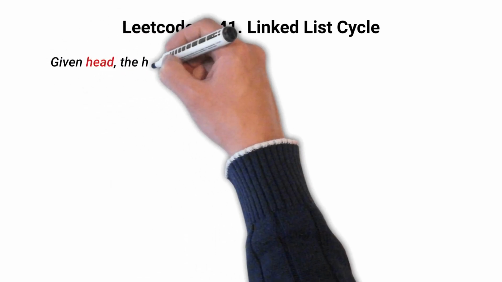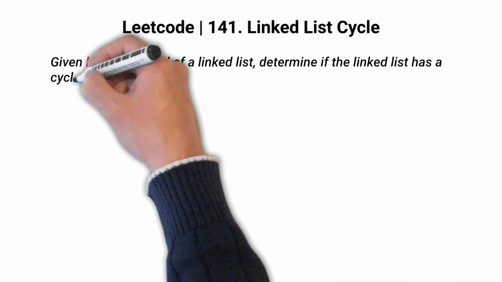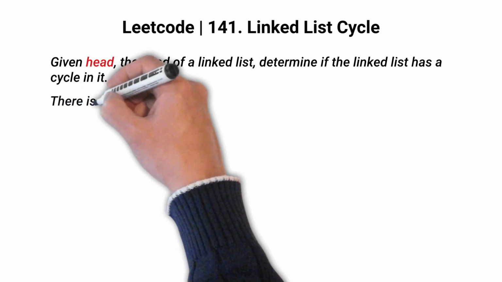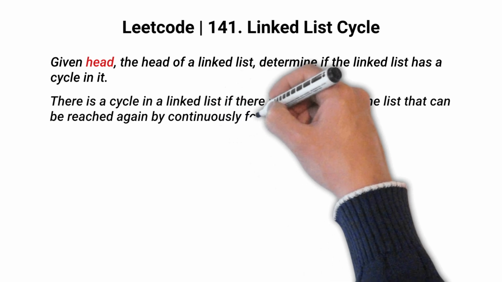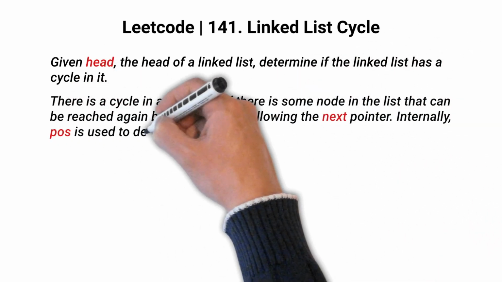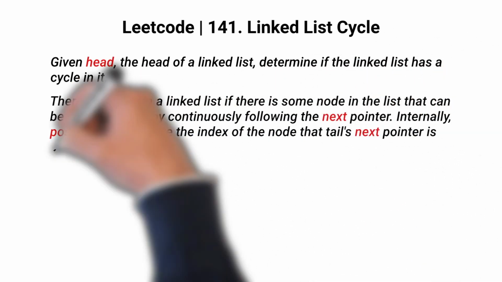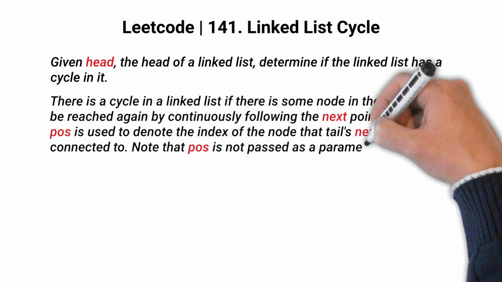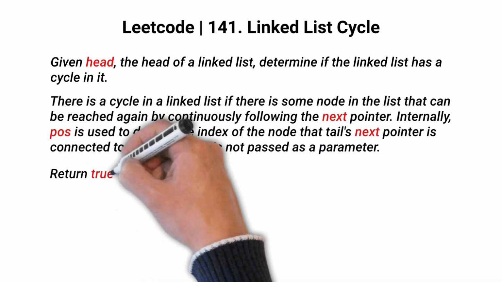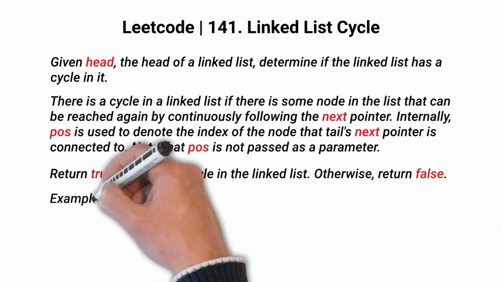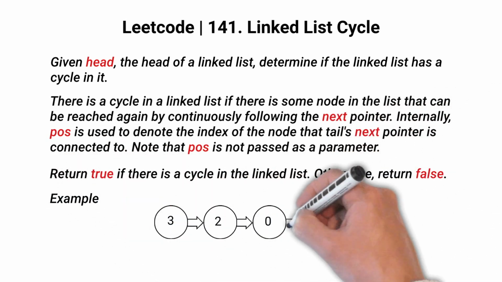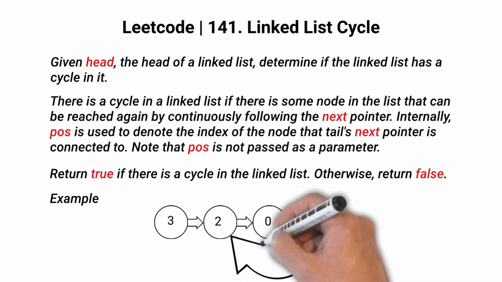LeetCode 141, Linked List Cycle. Given head, the head of a linked list, determine if the linked list has a cycle in it. There is a cycle in a linked list if there is some node in the list that can be reached again by continuously following the next pointer. Internally, pos is used to denote the index of the node that tail's next pointer is connected to. Note that pos is not passed as a parameter. Return true if there is a cycle in the linked list, otherwise return false.